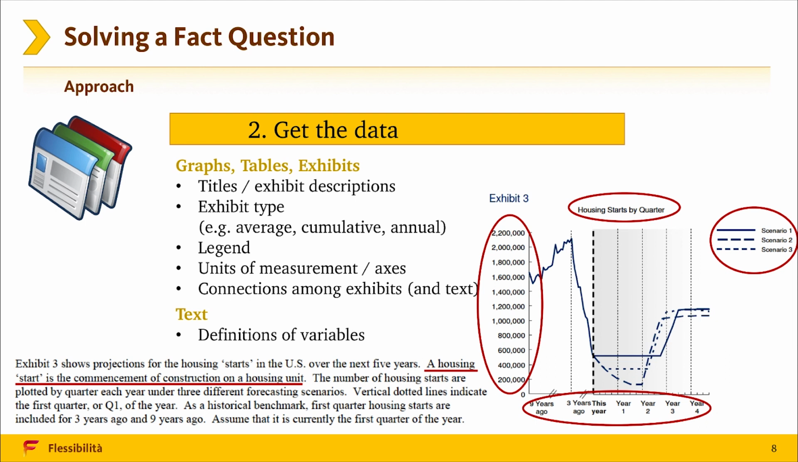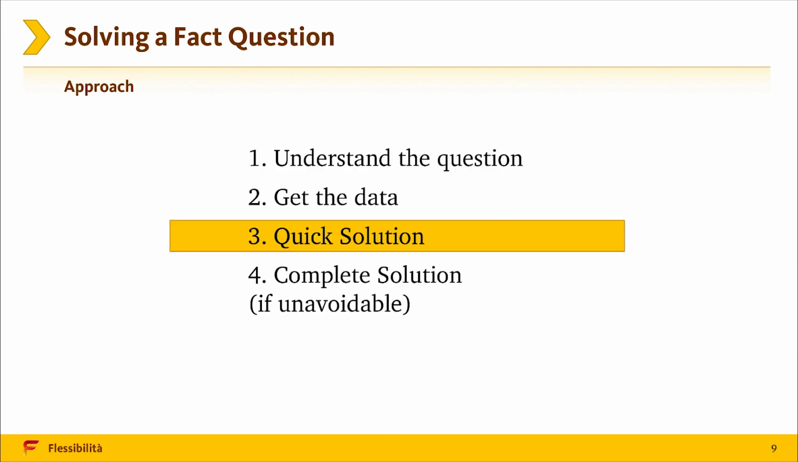Additionally, we discover that vertical lines are first quarters. This is clear from the exhibit itself, but our understanding is now confirmed. Once we've analyzed the data, we are ready for the third step, search for a quick solution.